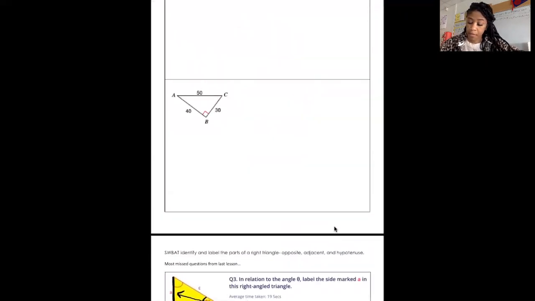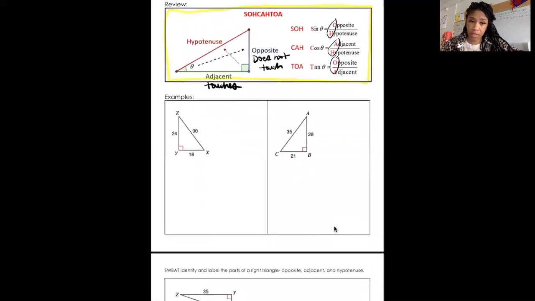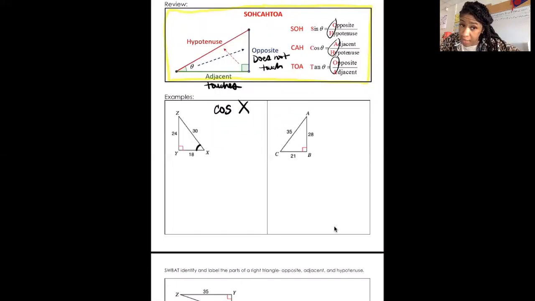All right. So again, today we're doing pretty much the same thing. I found these triangles online. I'm going to make up some questions as we go. So for the first one, I'm going to want us to find the cosine of x. So first thing you do is label the x. That's the angle. Now we're going to label all the sides in relation to that angle. We go across, that's my opposite. 30 is my hypotenuse, because that's the longest side. And 18 touches, so that's the adjacent.